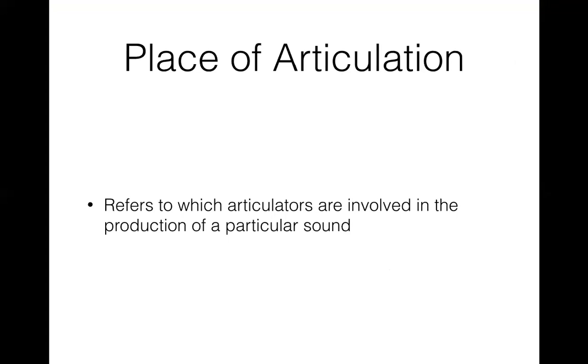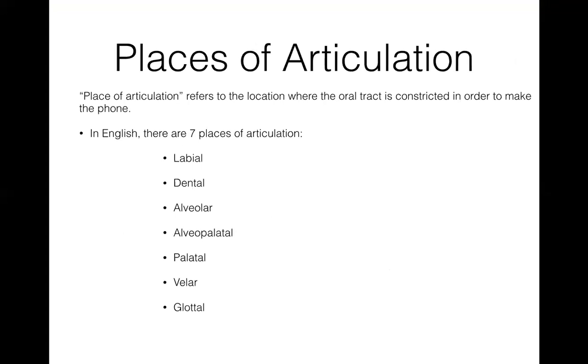So let's get into the place of articulation. I know we talked a little bit about it and how to find it in the IPA chart, but the place of articulation is literally where your tongue is in your mouth when you produce that particular speech sound. There are seven places of articulation in English, but in all the other languages you have a little bit more than seven, including things like uvular and pharyngeal, et cetera. These are the seven places of articulation in English: labial, dental, alveolar, alveopalatal, palatal, velar, and glottal.